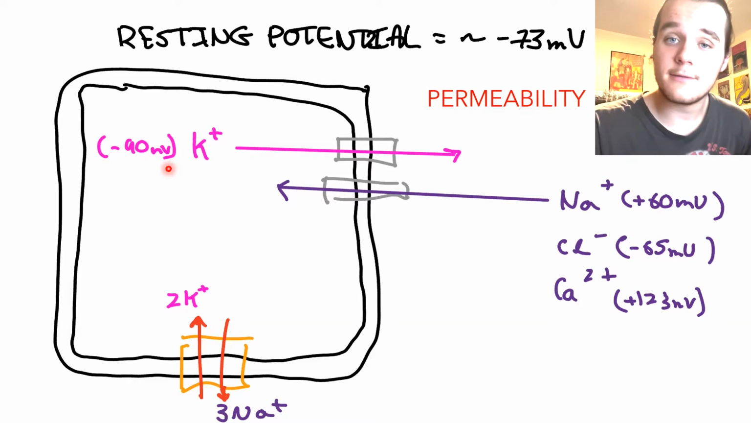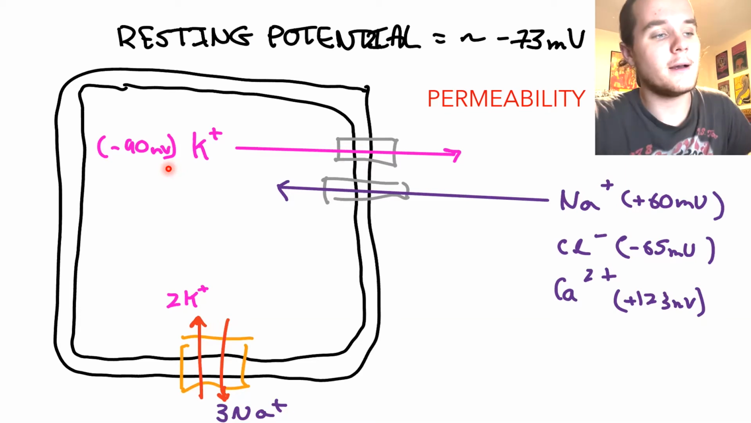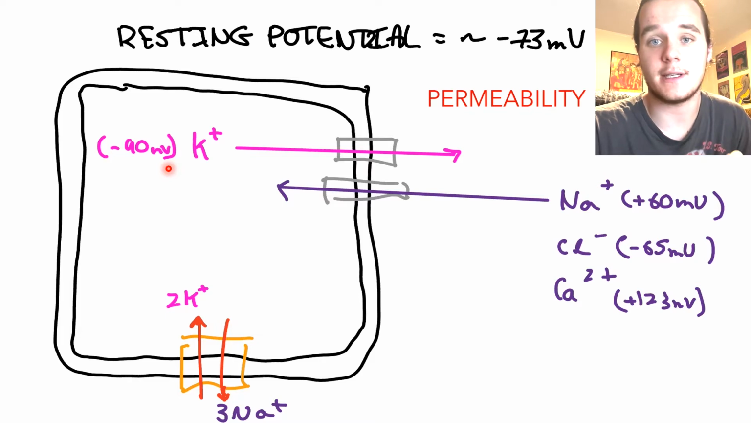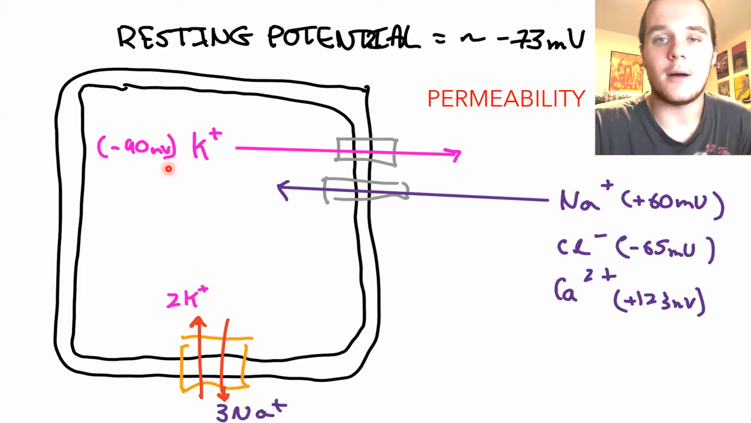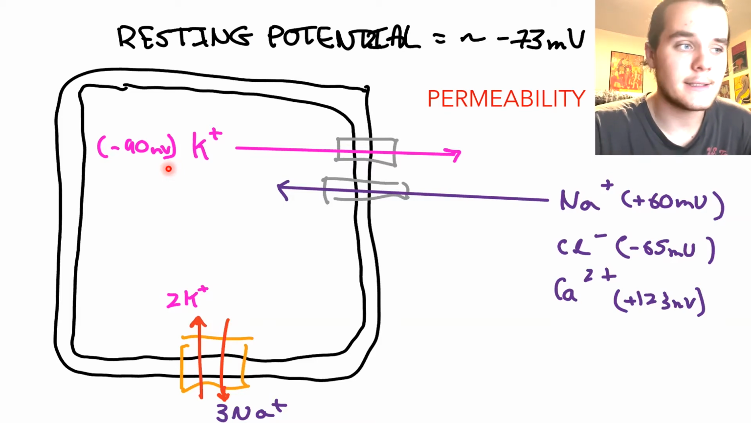However, there's one last factor we have to talk about, and that is the sodium-potassium pump. This contributes to the resting potential in two ways. One, it helps to establish the concentration gradients of potassium and sodium. What that means is that those two ions in particular are the most important for calculating the resting membrane potential because they're actively being maintained by this pump.